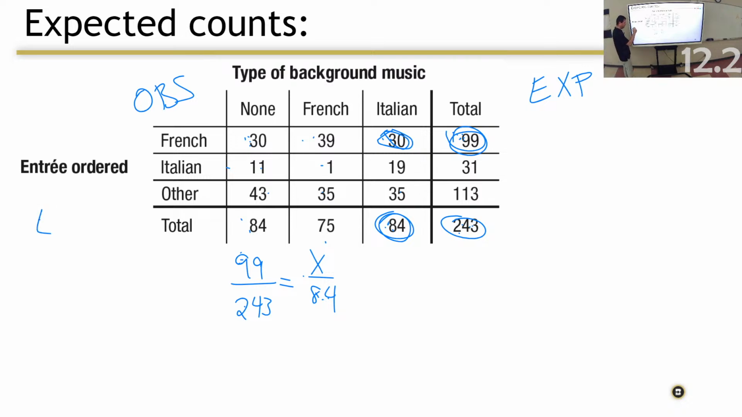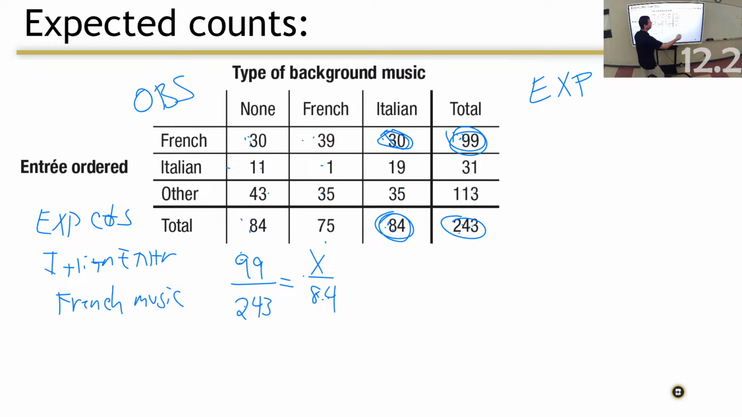What are the expected counts for Italian entree and French music? Okay, so they're asking for that one right there. They're asking for Italian entree and French music. So I want that expected count.